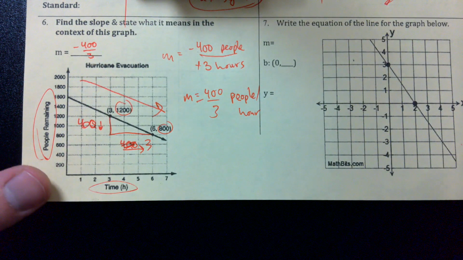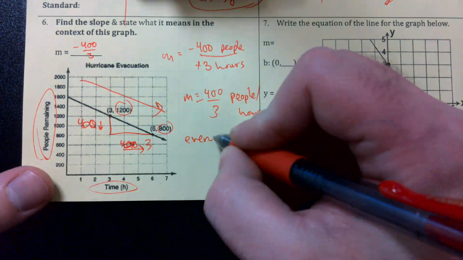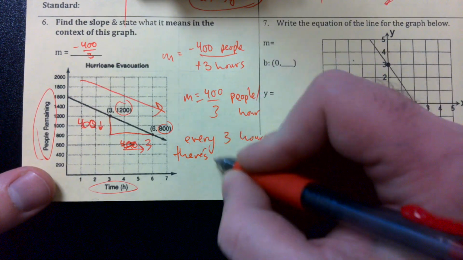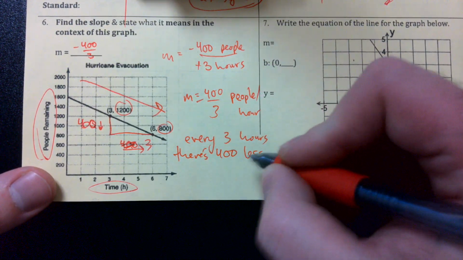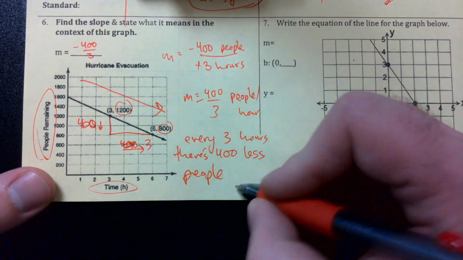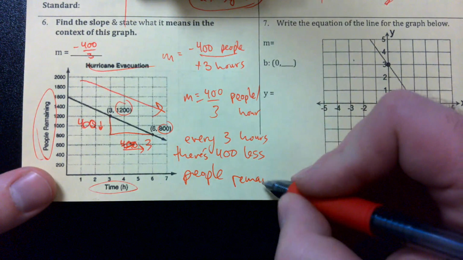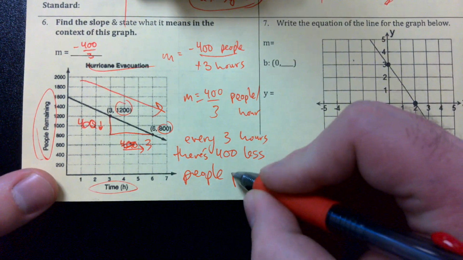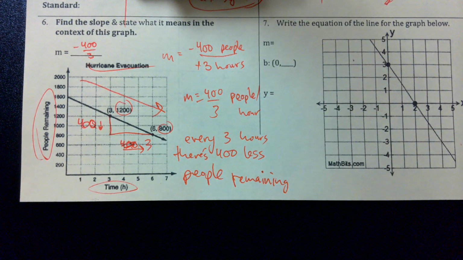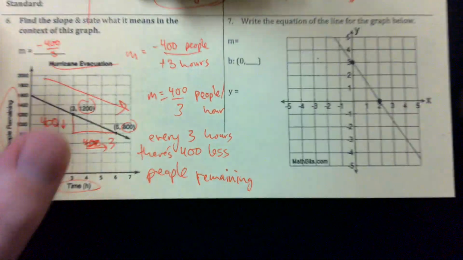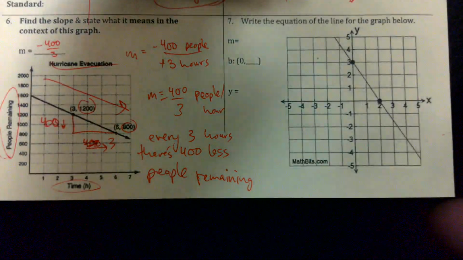What does it mean in the context of this problem? Every 3 hours, there's 400 less people remaining with whatever this graph is talking about. The hurricane evacuation. Oh, yeah. I was like, how'd you know that? All right. I don't like that problem. On the test, number 6 is going to be a lot easier. Well, not number 6, but the question like this is going to be a lot easier. Don't worry.